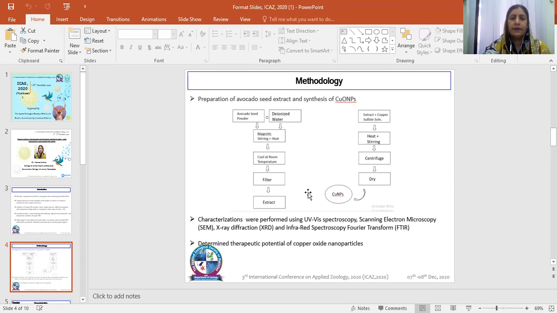You can see here the characterization of the synthesized copper nanoparticles was done using UV visible spectroscopy, scanning electron microscopy, X-ray diffraction, and Fourier transform infrared spectroscopy. Determination of the therapeutic potential of the copper oxide nanoparticles was also done.